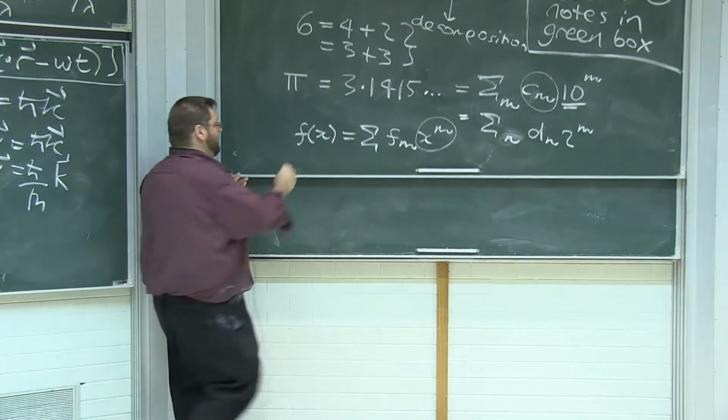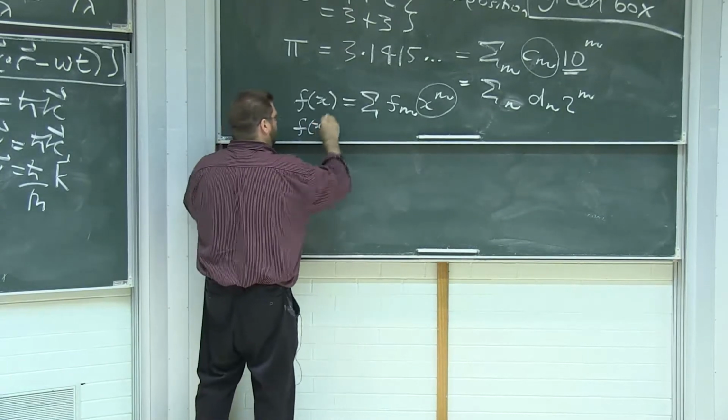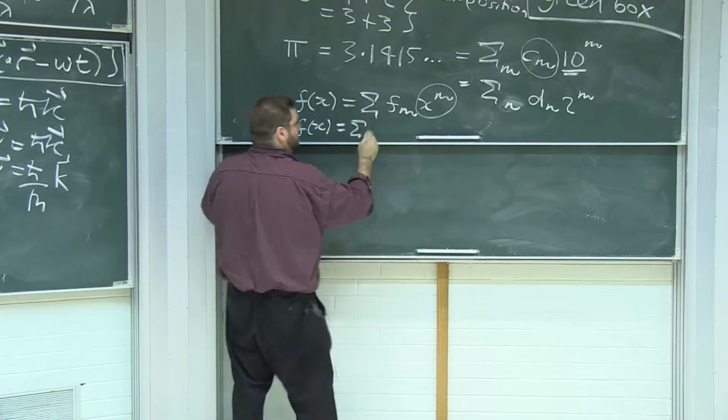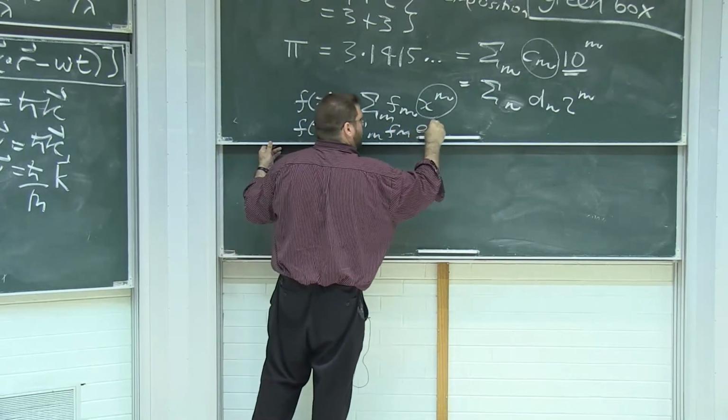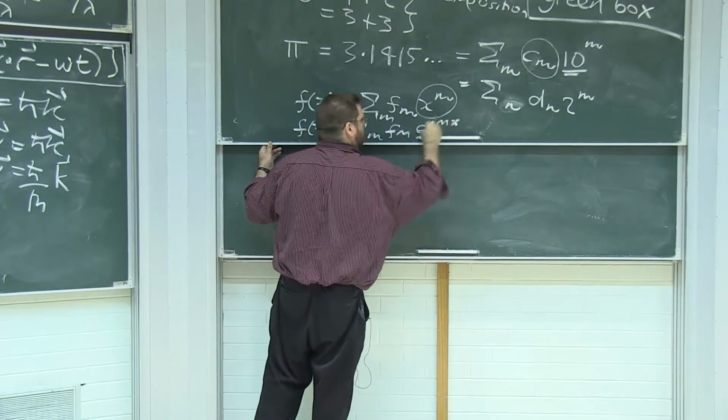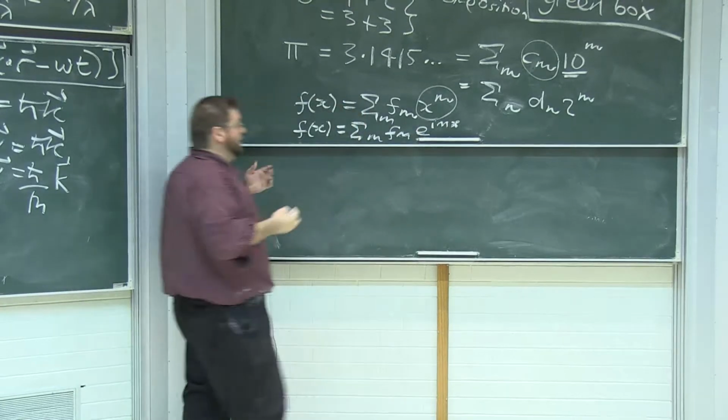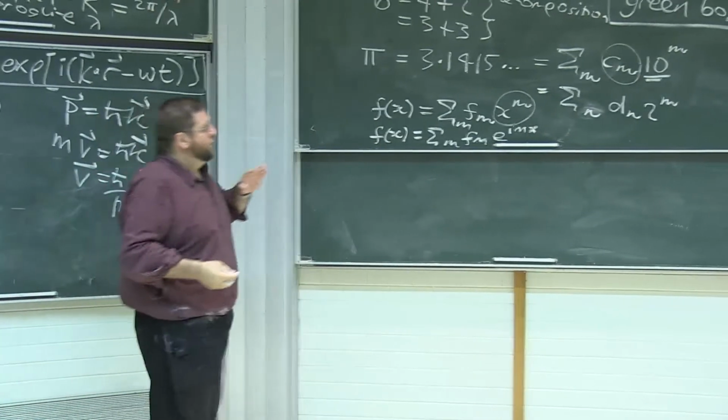When I do a Fourier series, I'm doing the same thing, except I choose a different thing to decompose over, which is going to be e to the imx. Sorry, that's a bit illegible. e to the imx. So these are the bricks.